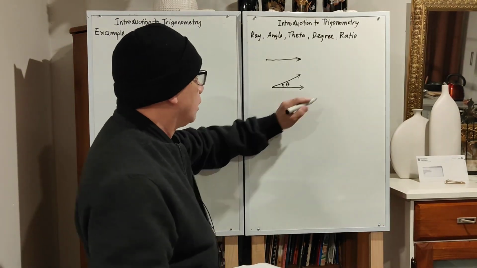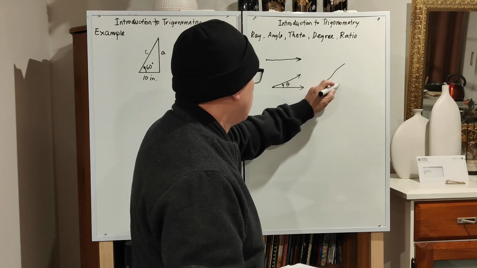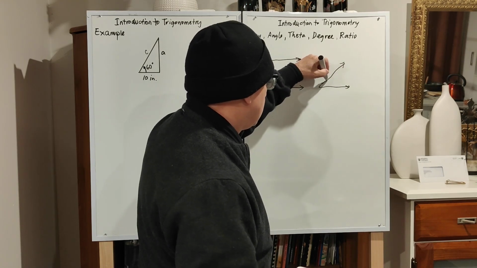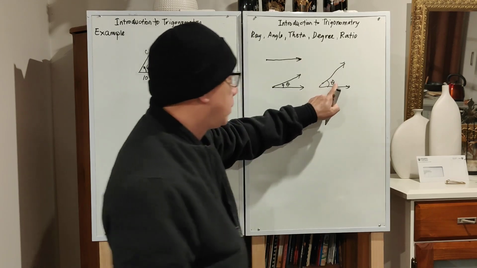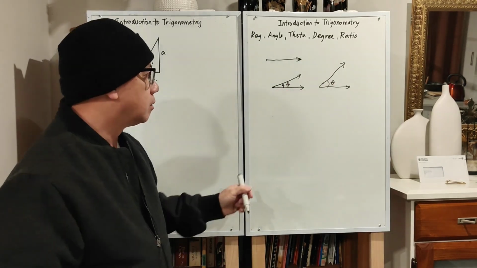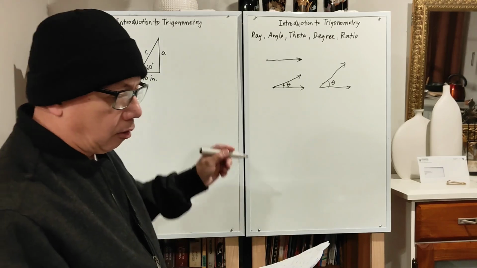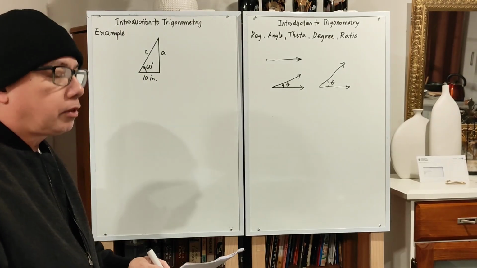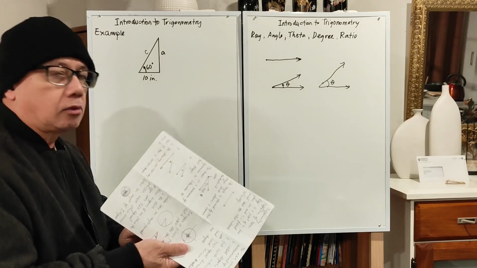So let's draw another angle here. So this is a bigger angle than this angle. So that's the openness or closeness of two rays. Now the more common unit of measurement of an angle is called a degree.